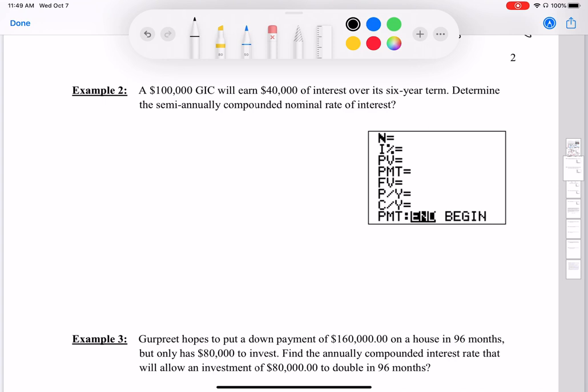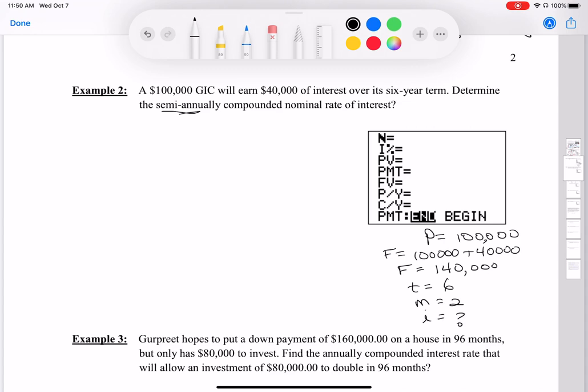Alrighty. So what do we know? We know that we have a present value of 100,000. And we know we've earned $40,000 in interest. So what does that mean? Well, it means that our future value is the 100,000 plus the 40,000, the interest that we earned. So our future value is actually $140,000. It's a 6-year term, so our time is equal to 6. And it's compounded semi-annually, so m is equal to 2. And again, we are solving for i.